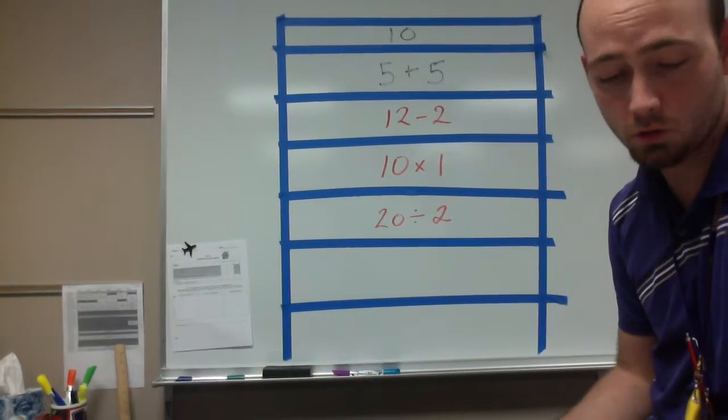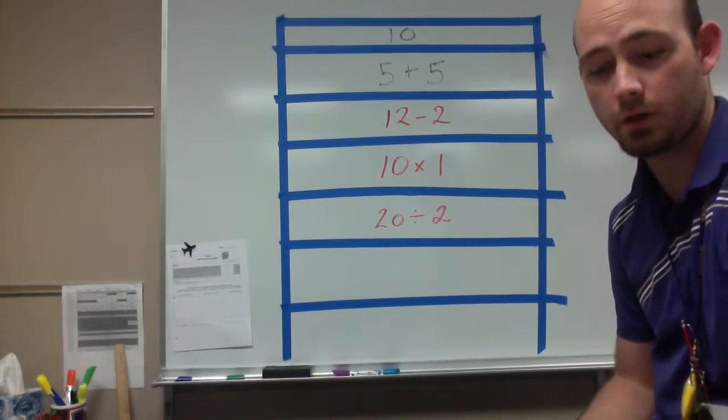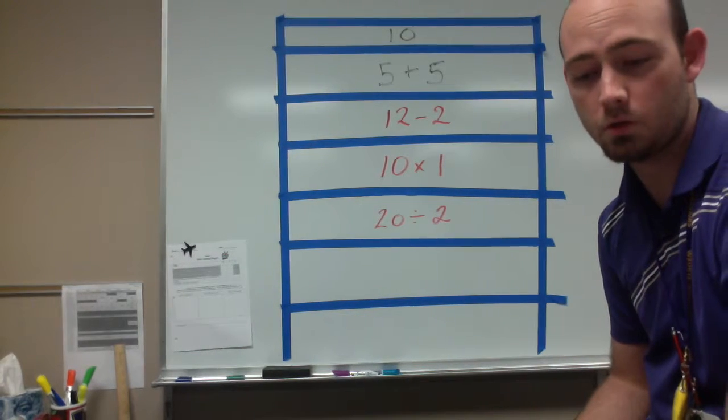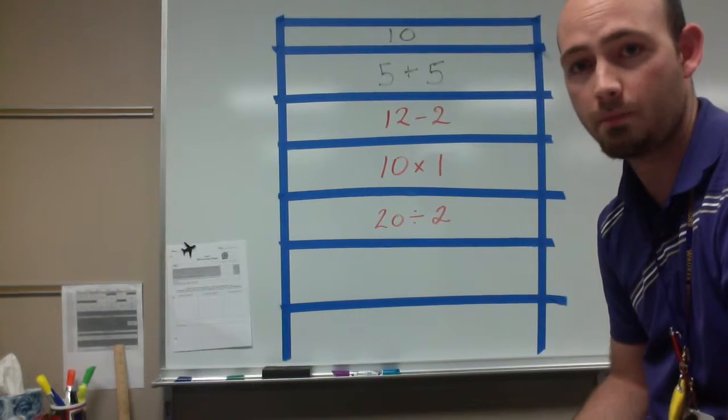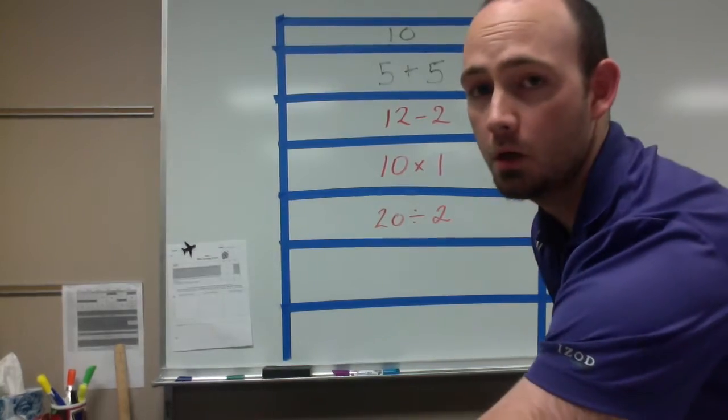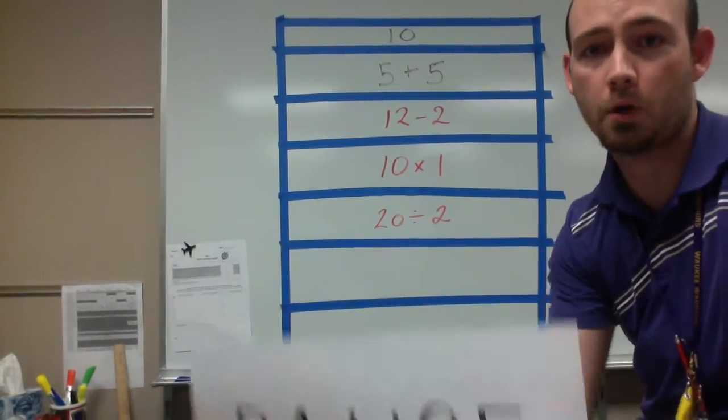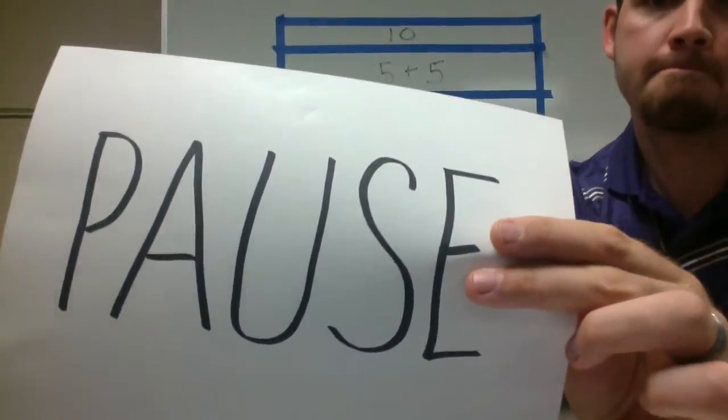So what I would like you to do is pause your video here in just a moment, and I would like you to make a name collection box using the number 20. So pause your video and try it.